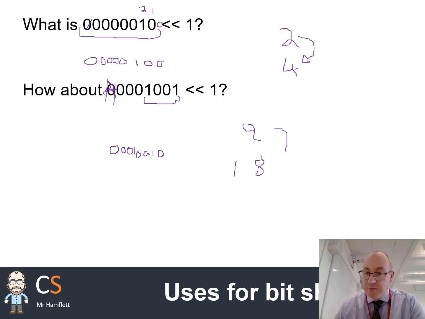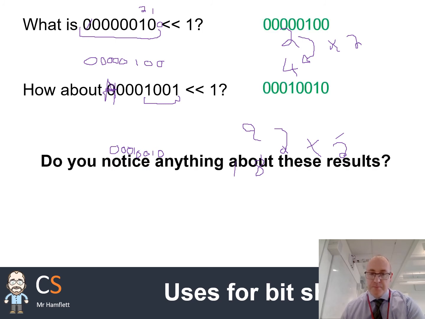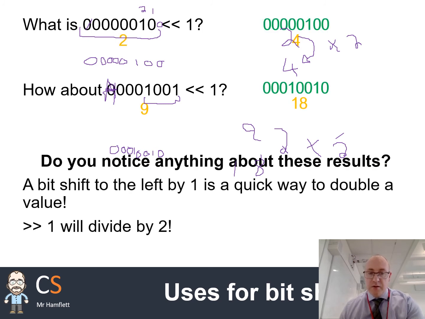Notice there's the same pattern there. What's happened? Well, I've timesed that by 2, haven't I? So as it turns out, doing a bit shift to the left by 1 always doubles your number. So if I want to double a number really, really quickly, I just shift the bits one. And you think, well, why would I want to do that?